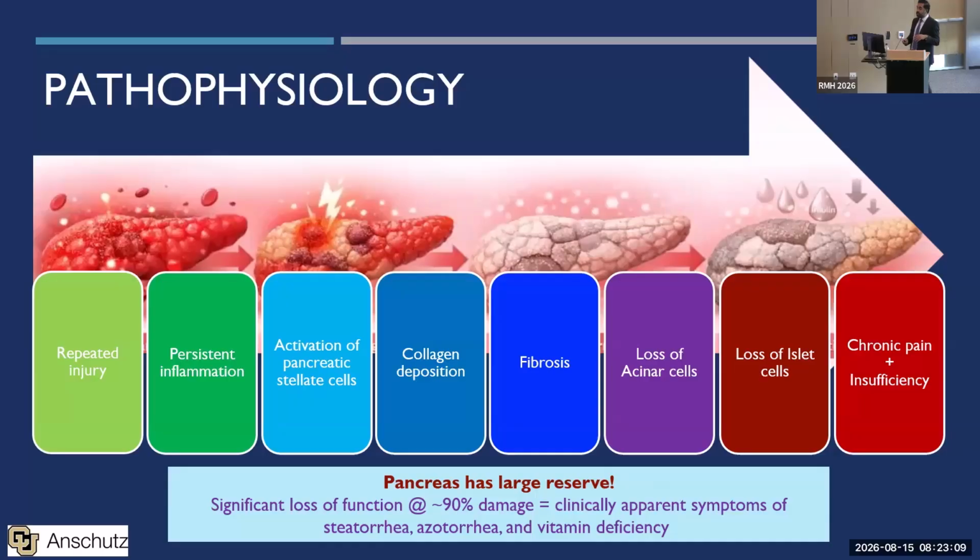But the big thing to note is the pancreas has a huge reserve. So when patients are becoming symptomatic, 90% of the pancreas has been destroyed. And so this is why patients are caught very late. And it's at 90% of damage where patients will have clinically apparent symptoms like steatorrhea and vitamin deficiency.